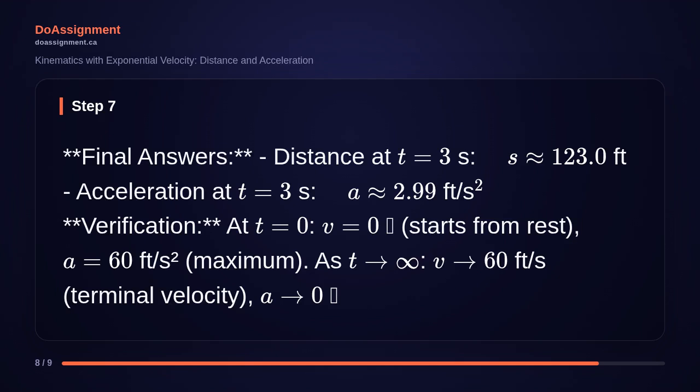To summarize, the distance traveled in 3 seconds is approximately 123 feet, and the acceleration at 3 seconds is approximately 2.99 feet per second squared.